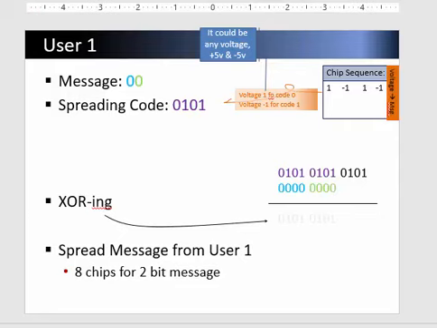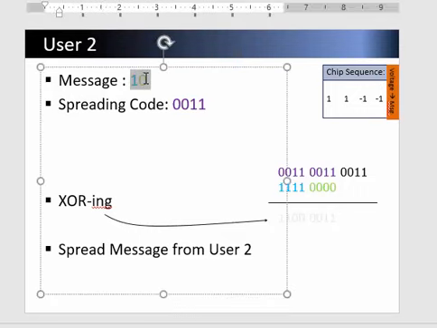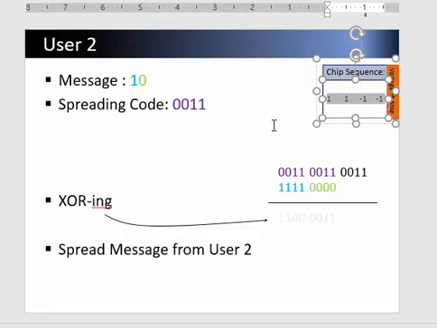Okay, and the second sender will send the message 1, 0. It has 1, 1 minus 1, 1 minus 1 minus 1. This is independent but orthogonal to the previous chipping sequence.